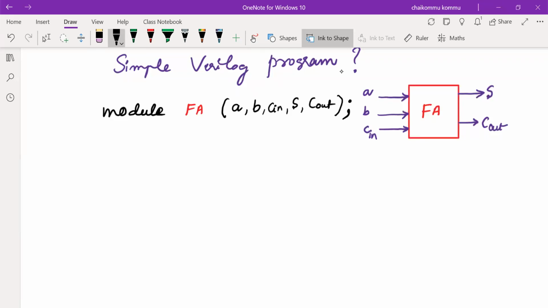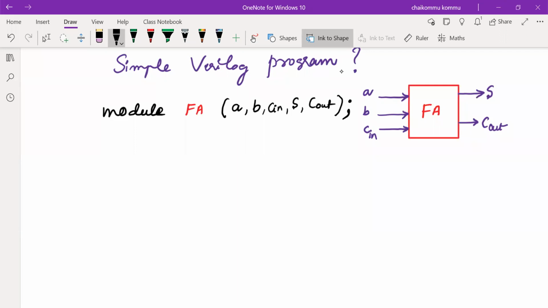Any module, any digital circuit, we are treating as a module, and we should write the name of the module. Whatever name we have suggested, we have to use that name. FA I have used, therefore FA I'm using. And A, B, CIN, Sum, C out I have to write. So these are the external signals that I'm writing. Now I should mention what is input and output: A, B, CIN, Sum, and C out.